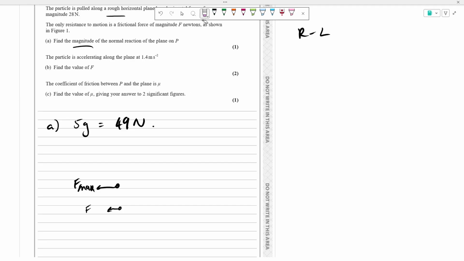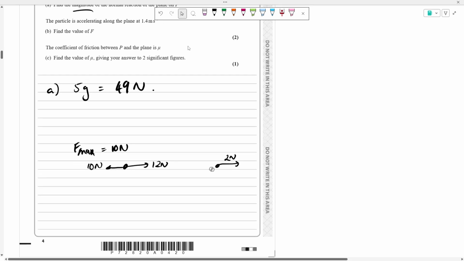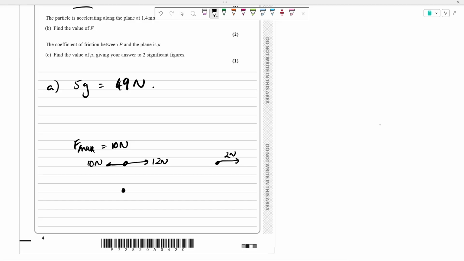So, for example, let's say our Fmax for a different particle is 10 newtons. Now, if we apply a force of 12 newtons to the right and 10 newtons to the left, the particle will move with a resultant force of 2 newtons to the right. Now, using the same idea, if I pull 2 newtons to the right, I will not have 10 newtons to the left. I will only have 2 newtons to the left because of my frictional force.